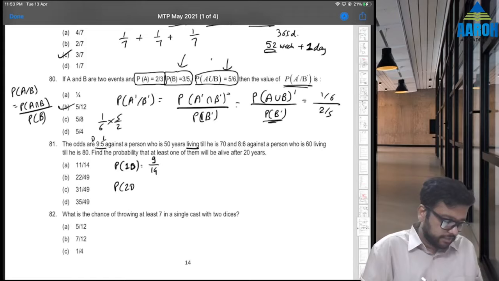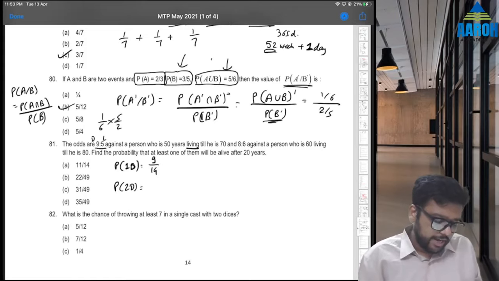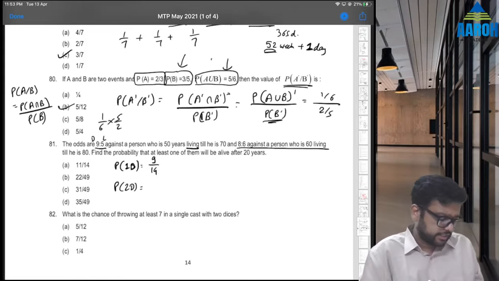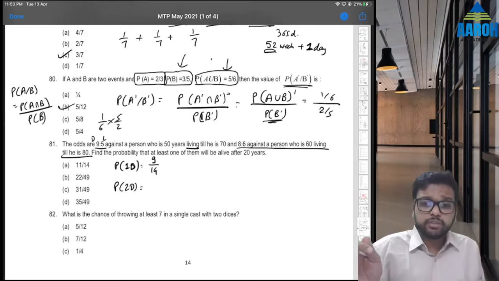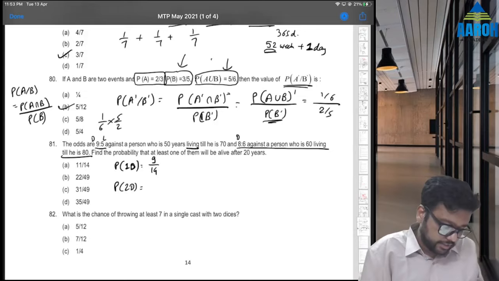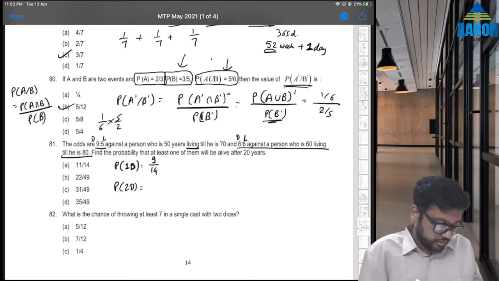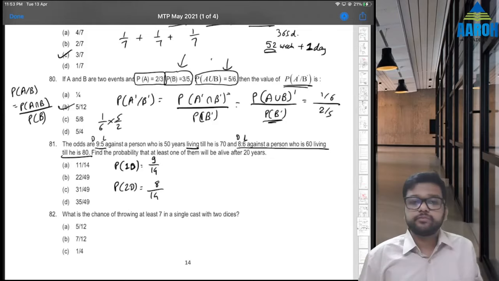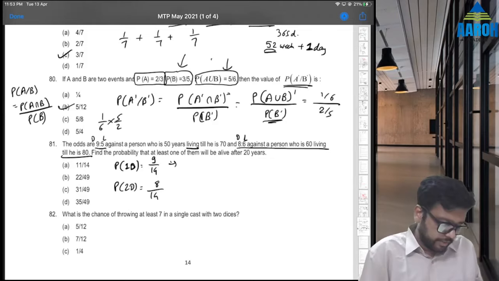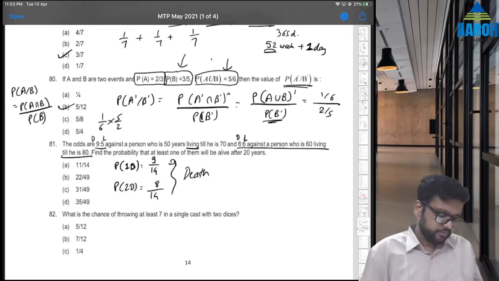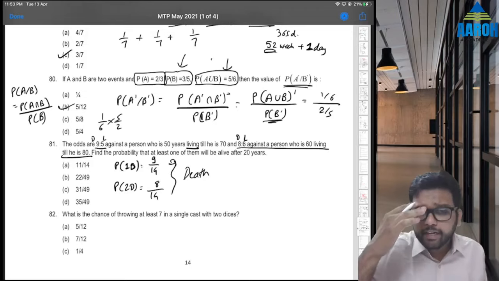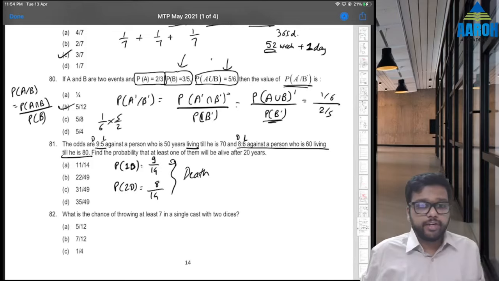Probability that the second person will be dead, let's see: 8:6 against a person who is 60 living till he is 80. 8:6 against, that means this is death, this is living. So 8 by 8 plus 6, 14. Find the probability that at least one of them will be alive after 20 years.